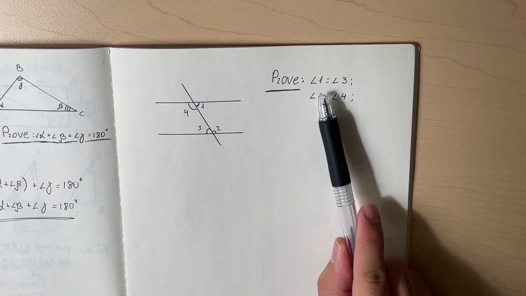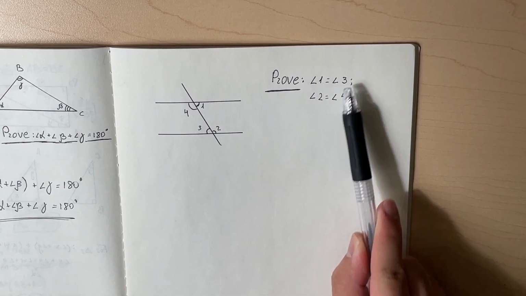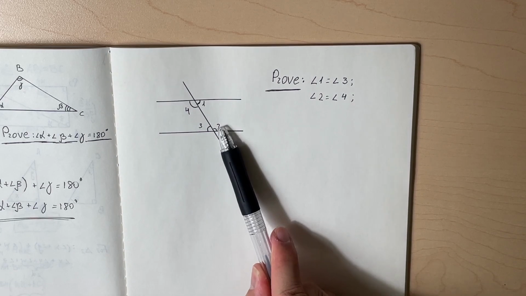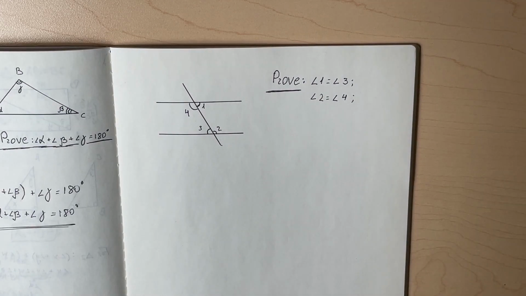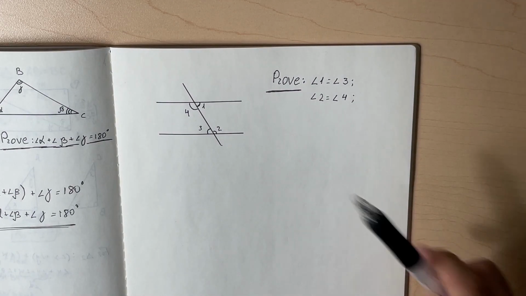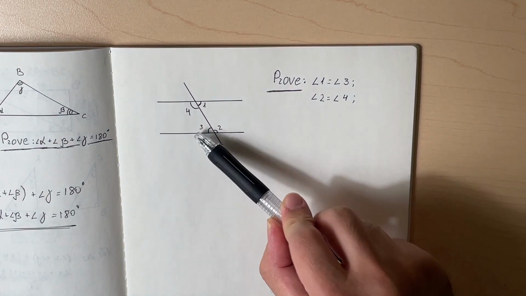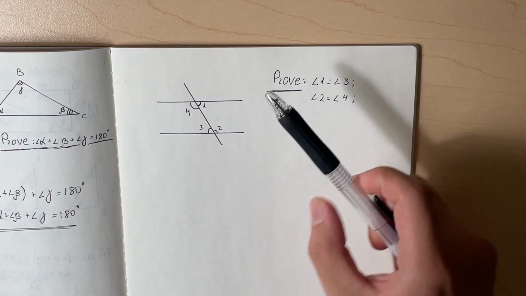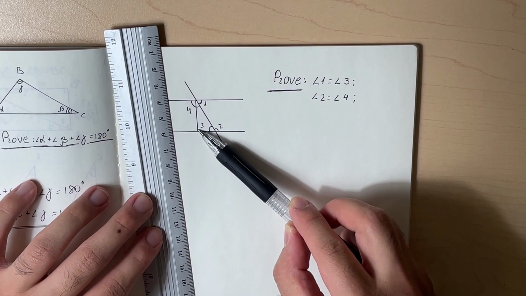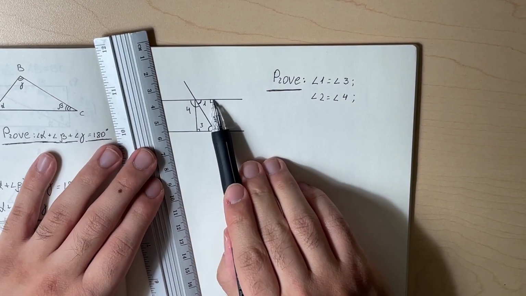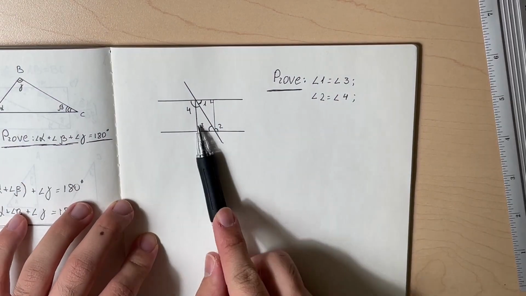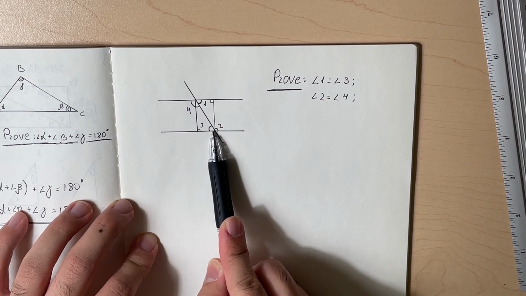So today we will prove that angle 1 will equal angle 3 and angle 2 equals angle 4. First thing that I want to do is to draw a perpendicular line to these two parallel lines. So this will be the first line, this will be the second line. So on the left side we have a right triangle.